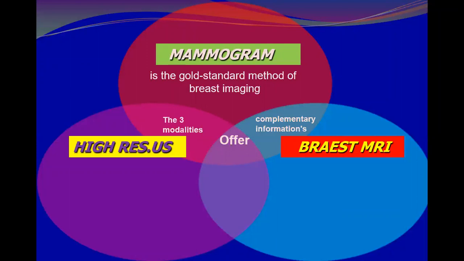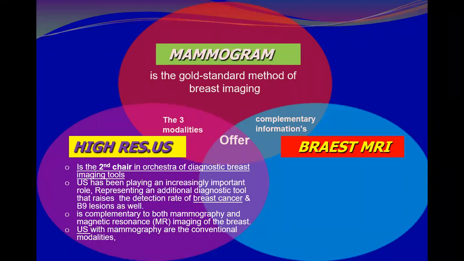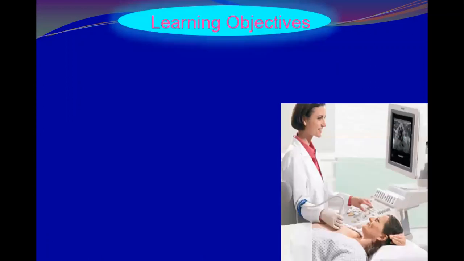As you know, mammogram is a gold standard method of breast imaging. And بفضل الله تعالى وحمده, we complete the course of mammography. And today we are going to start high resolution breast ultrasound. As you know, it is a second chair in the orchestra of diagnostic breast imaging tools. And along with mammography representing the conventional modalities, it is complementary both for mammography as well as for breast MRI. Ultrasound has been playing an increasingly important role, representing an additional diagnostic tool that raises the detection rate of breast cancer as well as benign breast lesions.